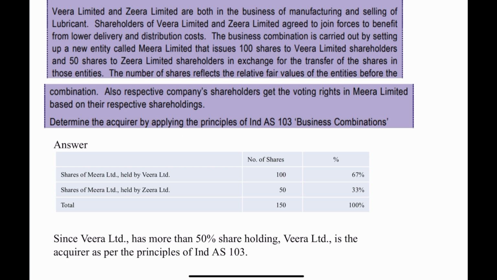So of course, in terms of percentage, Mira Limited is holding 67% of Mira Limited, and Zira Limited is holding 33% of Mira Limited. So meaning 67% shares of Mira Limited is held by Mira Limited. So we can conclude Mira Limited is the acquirer from Ind AS 103 perspective.